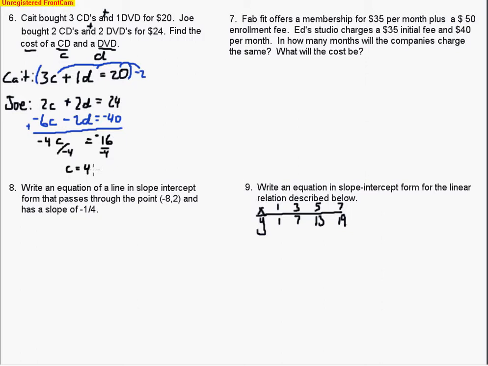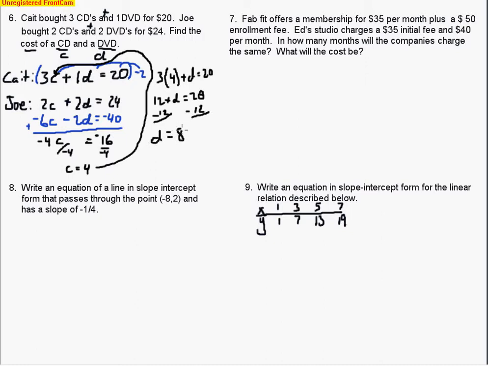From there, it's easiest to put it into Kate's equation, I think, because D is almost by itself. You just need to move the 3C over. So we're going to take that 4 and put it in place of C in Kate's equation. So 3 times 4, plus D equals 20. So we end up with 12 plus D equals 20, and from there all you're going to do is subtract the 12 from both sides, and that gives us the value of a DVD, which is $8. So there it is, $8 for the DVD and $4 for the CD.